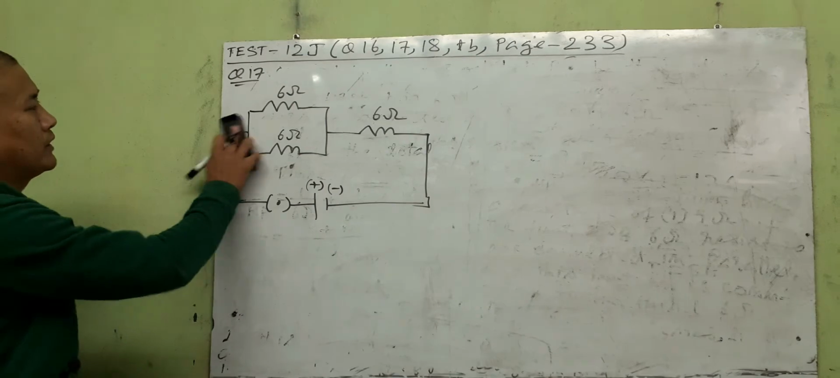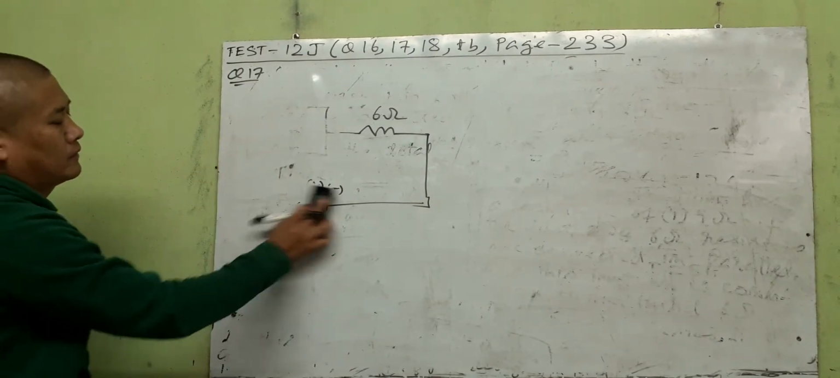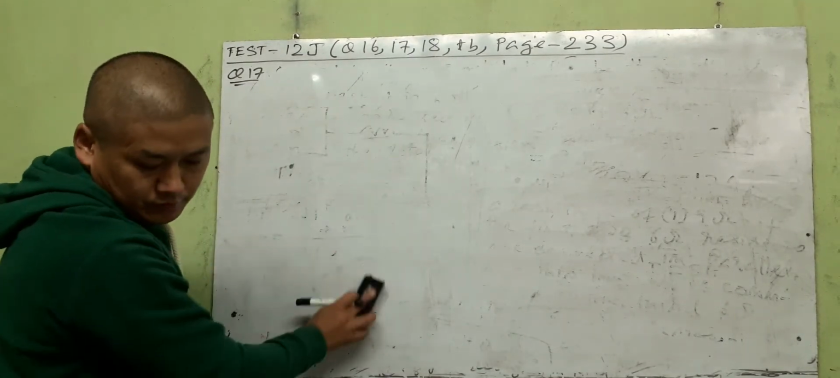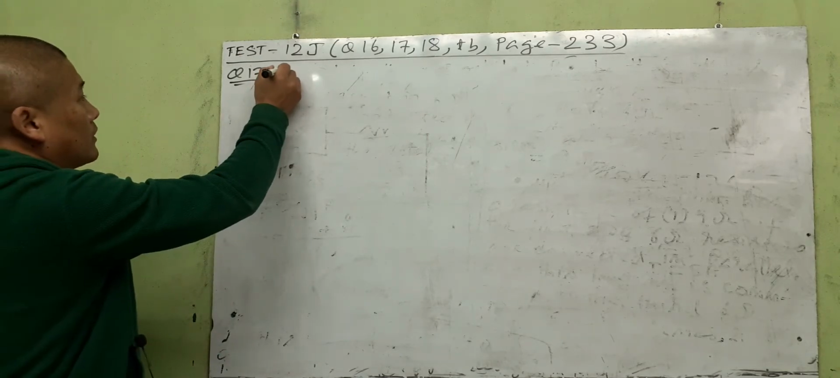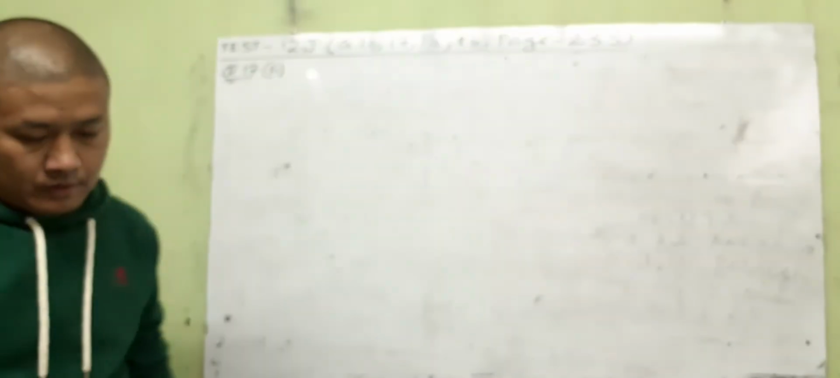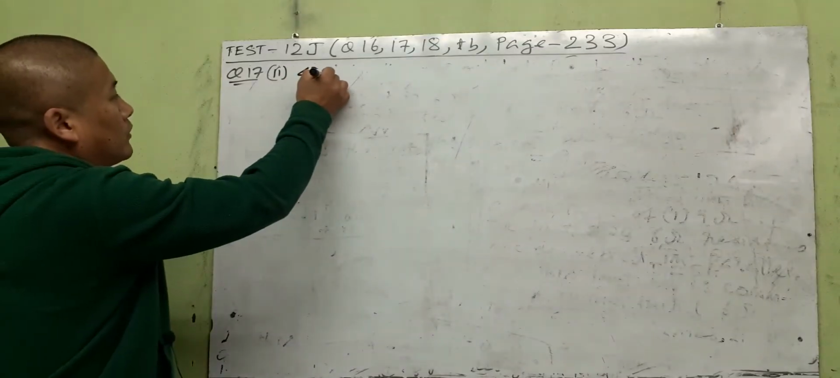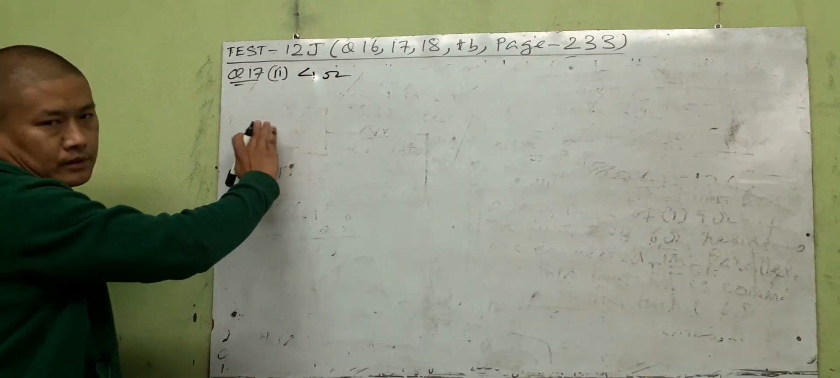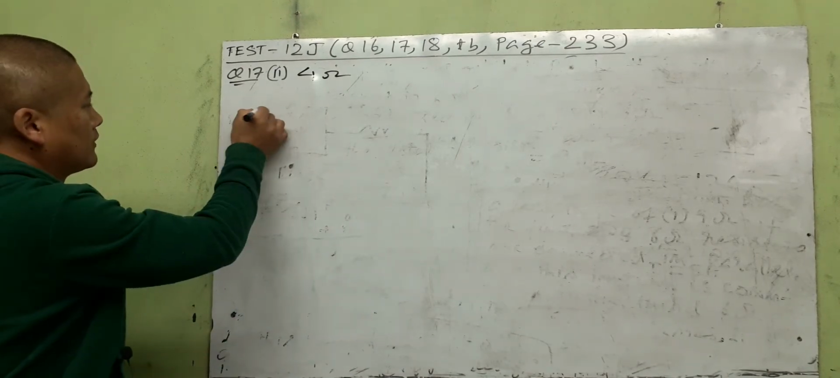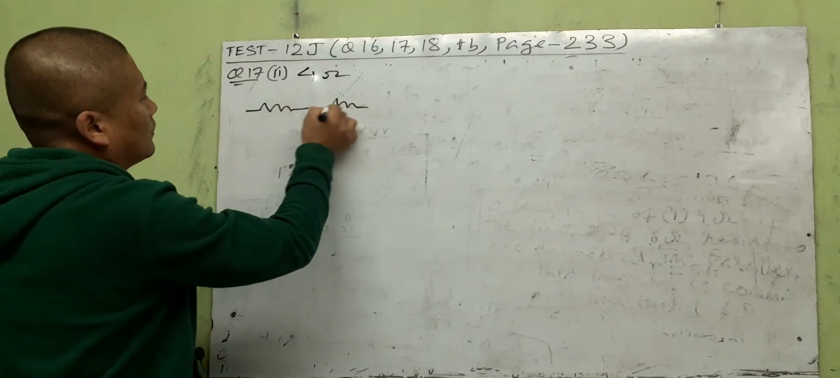Okay, 17 subheading 2 now. First subheading is 9 ohms, total should be 9 ohms. Second subheading, total should be, look at your text, 4 ohms. So how do you get a total of 4 ohms with three 6 ohm resistors like this given?